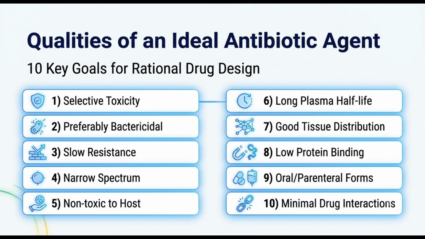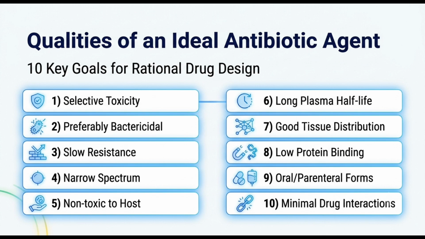When pharmacologists design these drugs, what are they aiming for? Let's look at the 10 qualities of an ideal antibiotic agent. First, it must be selectively toxic to the bacterial cell. It should preferably be bactericidal rather than bacteriostatic. It must exhibit a slow emergence of resistance. For targeted therapy, it should ideally have a narrow spectrum of activity to preserve normal flora. It must be completely non-toxic to the host.